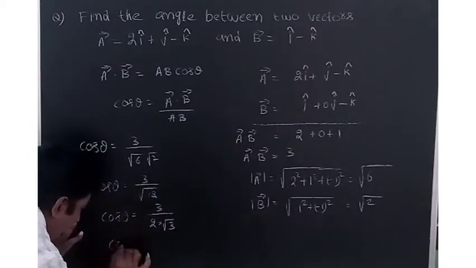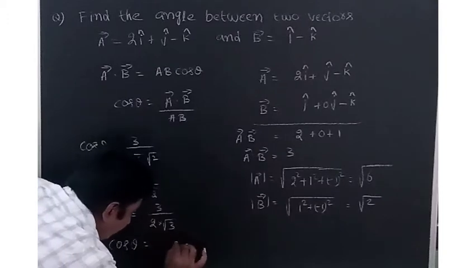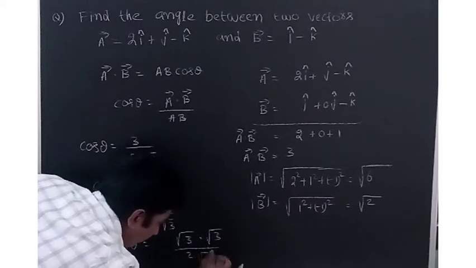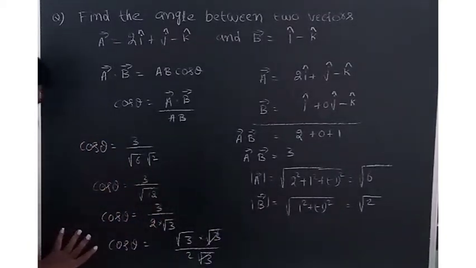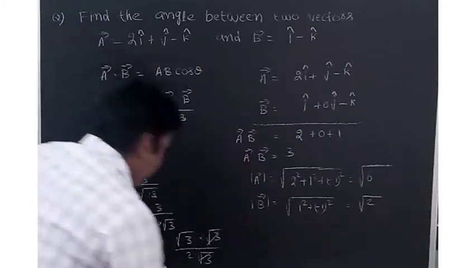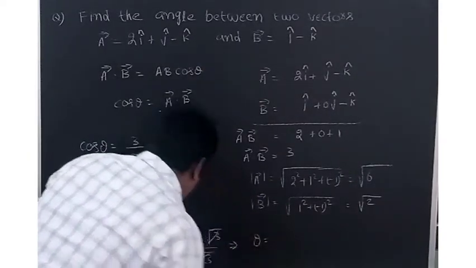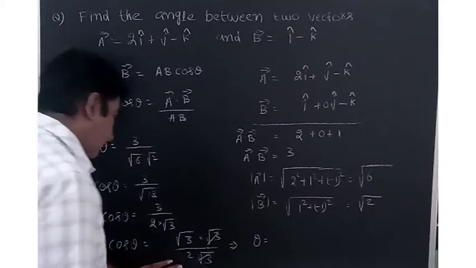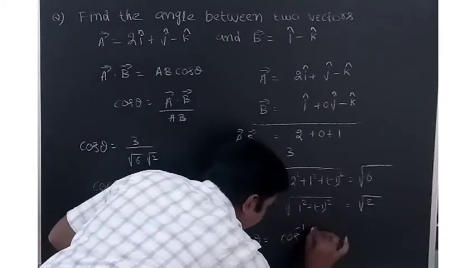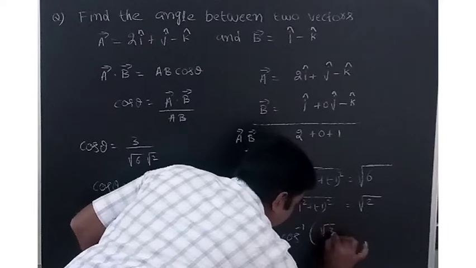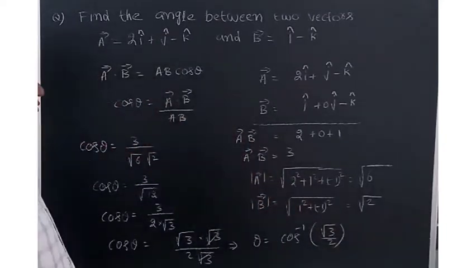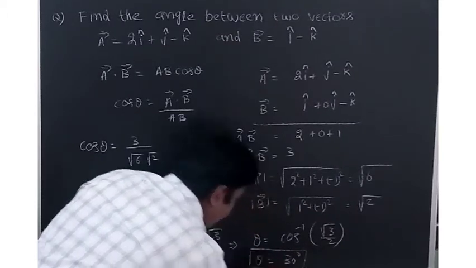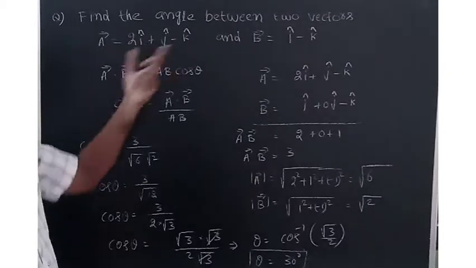So cos theta is equal to root 3 into root 3 by 2 root 3. Root 3 gets cancelled, so we get cos theta equals root 3 by 2. Theta is equal to cos inverse of root 3 by 2. The value of that is theta equals 30 degrees. This is the angle between A vector and B vector.